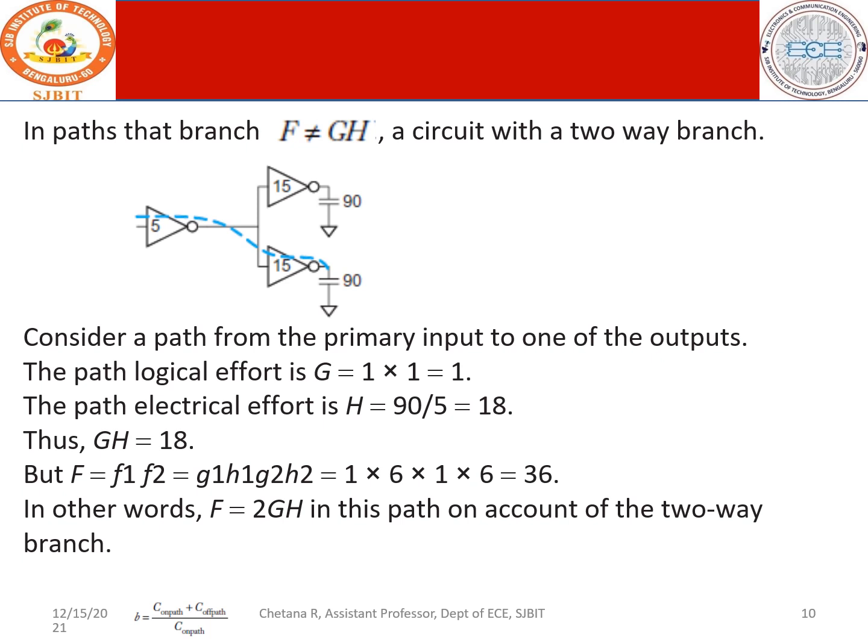So it turns out to be 1 into G is 1, H1. H1 is 90 by 15, which is 6, and 1 into 6 will give you 6. So even though you have two branches, each one will contribute 18 and together they contribute 36, 18 plus 18. So in other words, F is equal to 2GH in this path on account of two-way branching. Whenever you have two-way branching, it can be calculated like this.